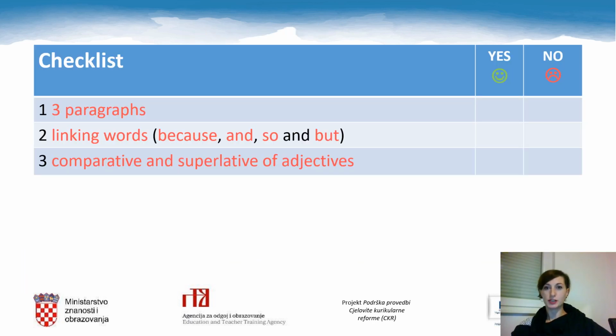I provided this checklist here to help you with your writing. You can come back to it at any time and make sure that you have all the ingredients to successful homework. 3 paragraphs, linking words, and the comparative and superlative of adjectives are the 3 ingredients to successful homework.